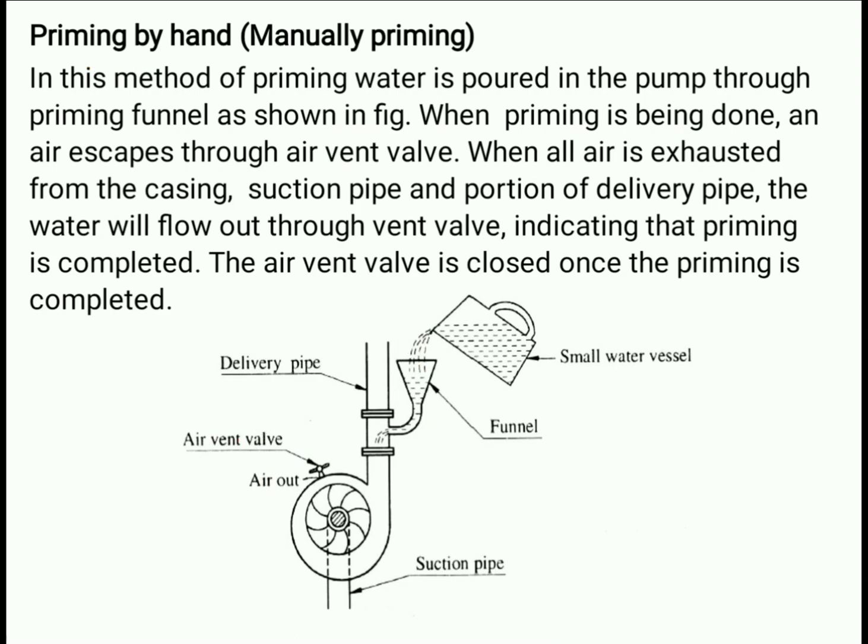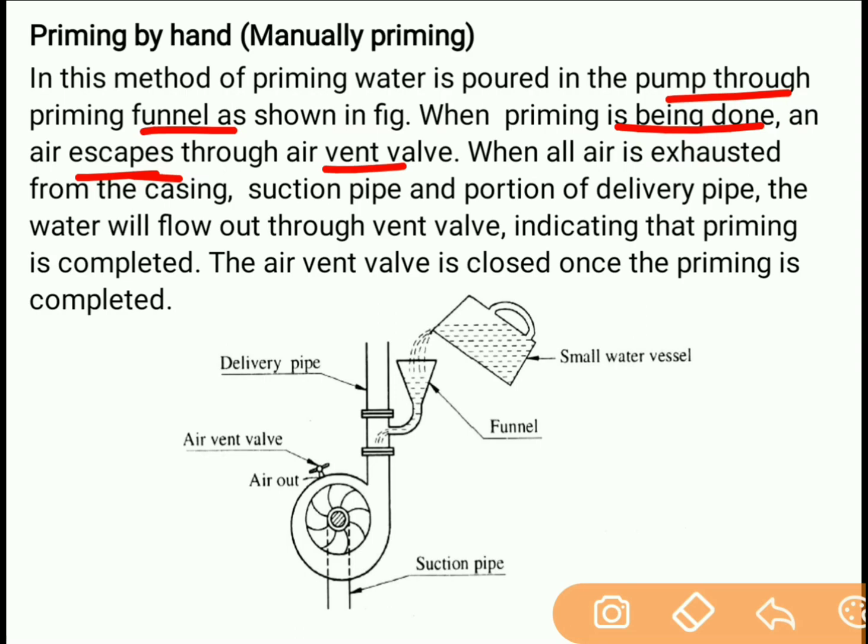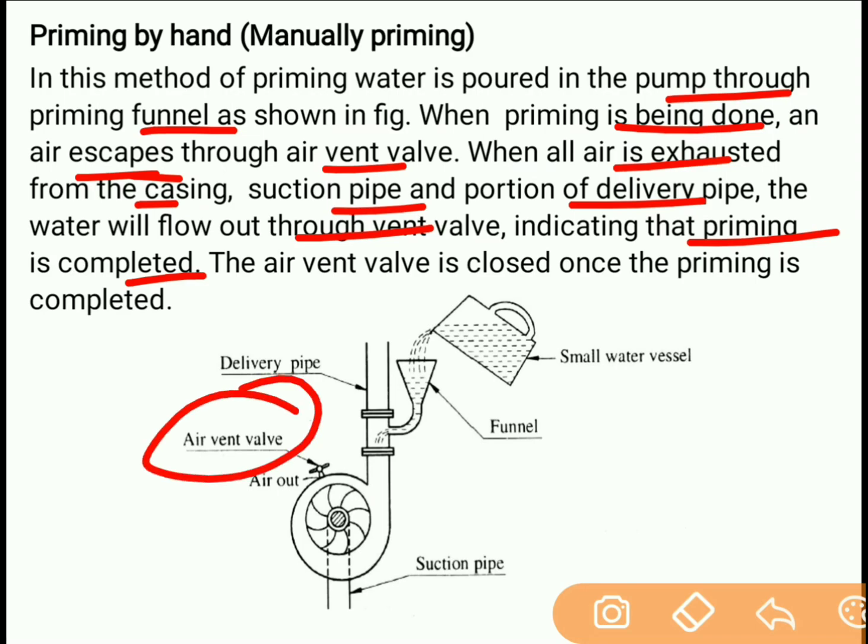Let us read this description in detail. In this method of priming, water is poured into the pump through the priming funnel as shown in the figure. When priming is done, air escapes from the pump through the air vent valve. When all air is exhausted from the casing, suction pipe and the portion of the delivery pipe, the water will flow out through the vent, indicating that the priming is completed. So when the air completely moves out from the pump, a small amount of water will start coming out from the vent. It shows that the priming is completed.